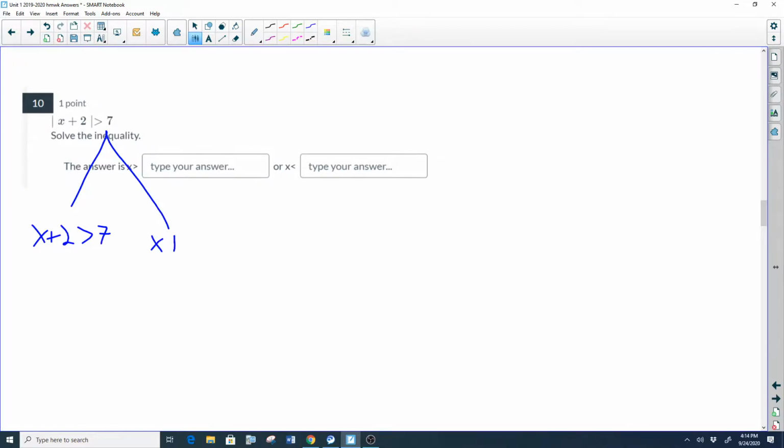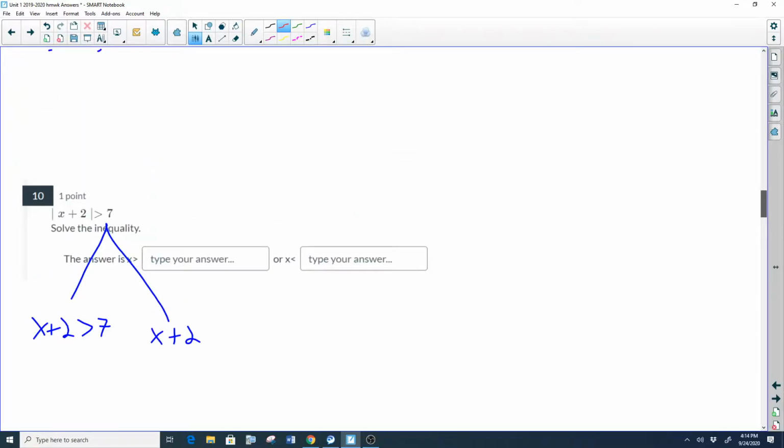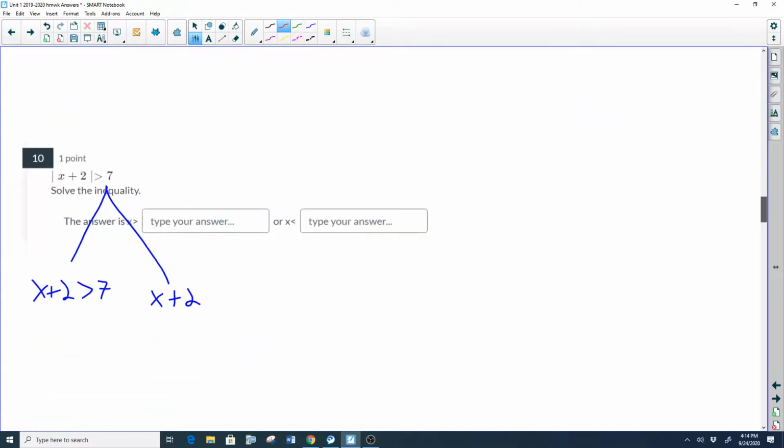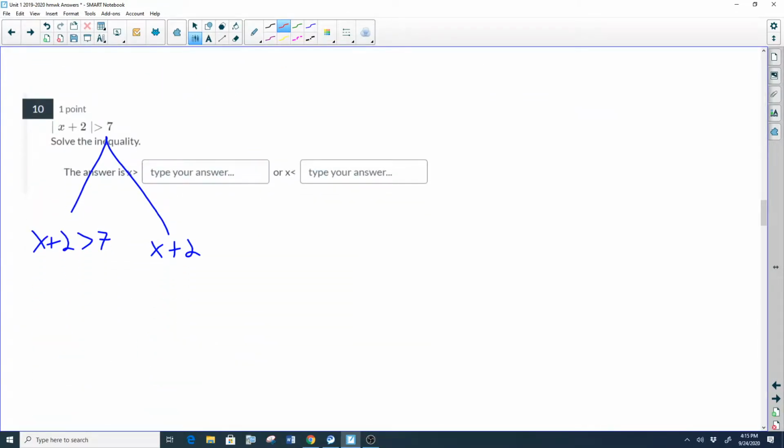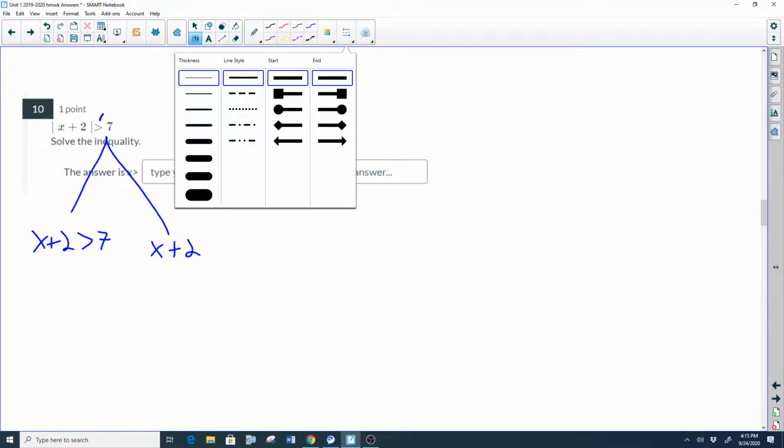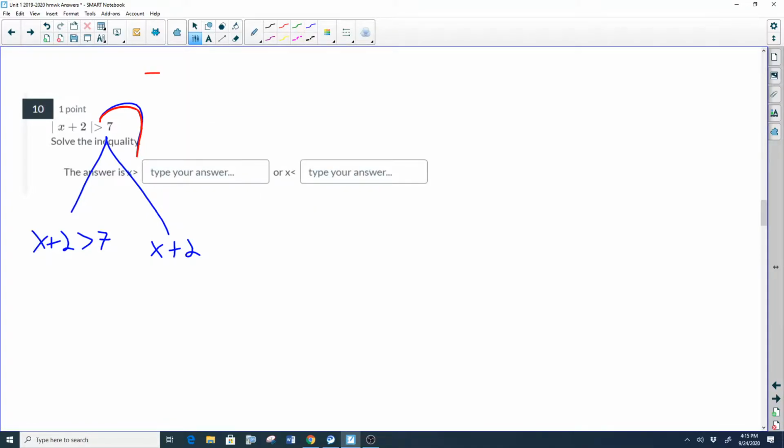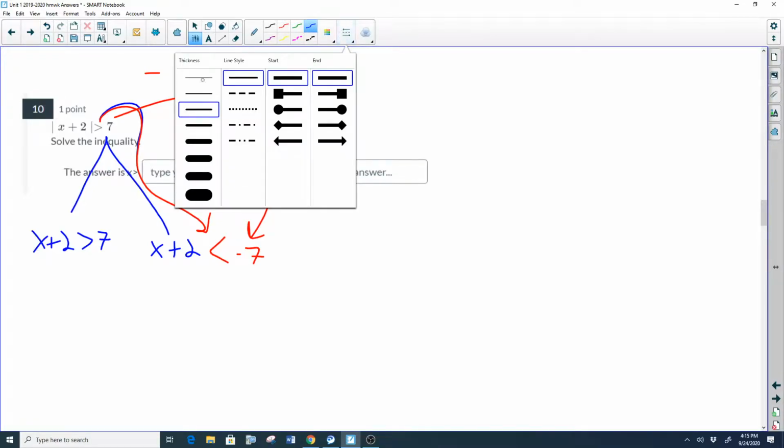And we're going to have to do x plus 2. But this time, we're actually going to be changing two things on these ones. We're going to change the sign, the inequality symbol. So instead of greater than 7, it will be less than. And then the 7 as well, we're going to change that to a negative 7.